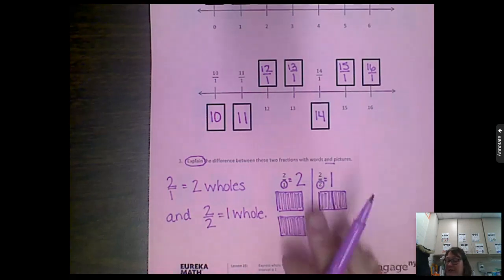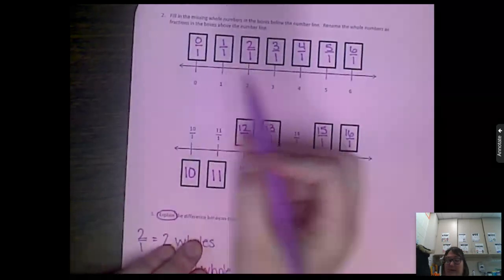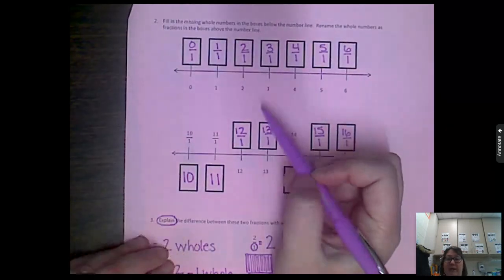Okay, that is our lesson for today, boys and girls. Today we really practiced working on fractions on the number line that were equal to a whole, and what that would look like written in fraction form. So there it is on the front as well.